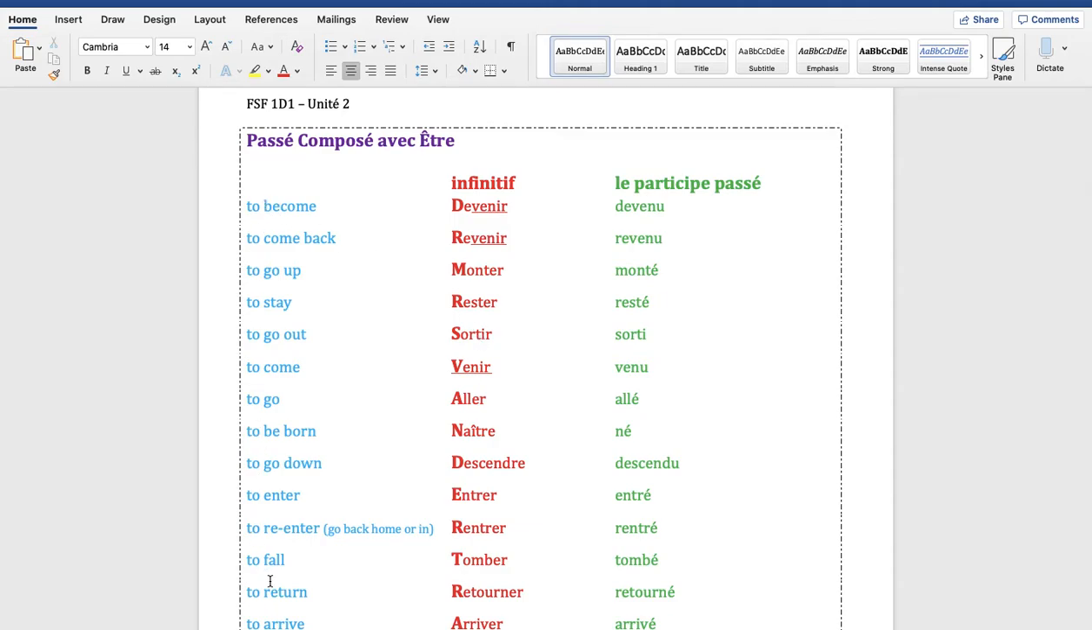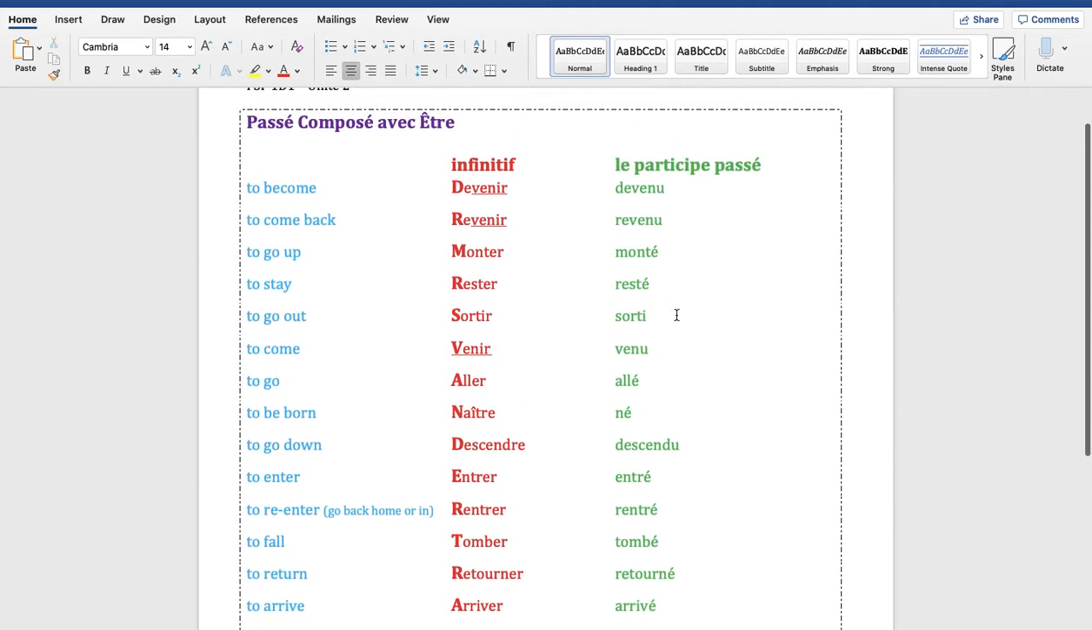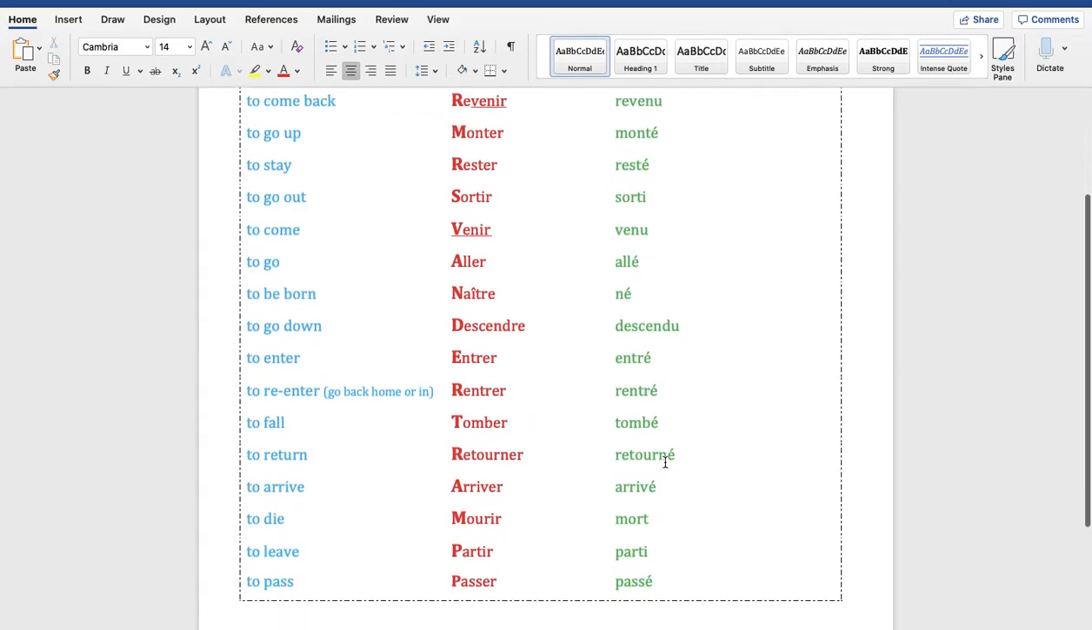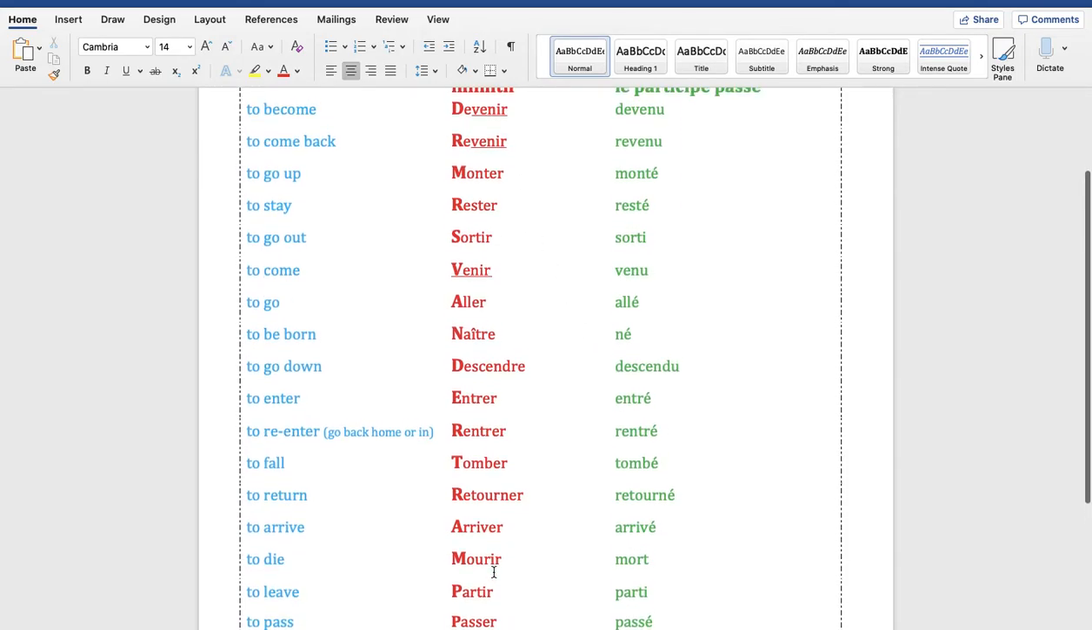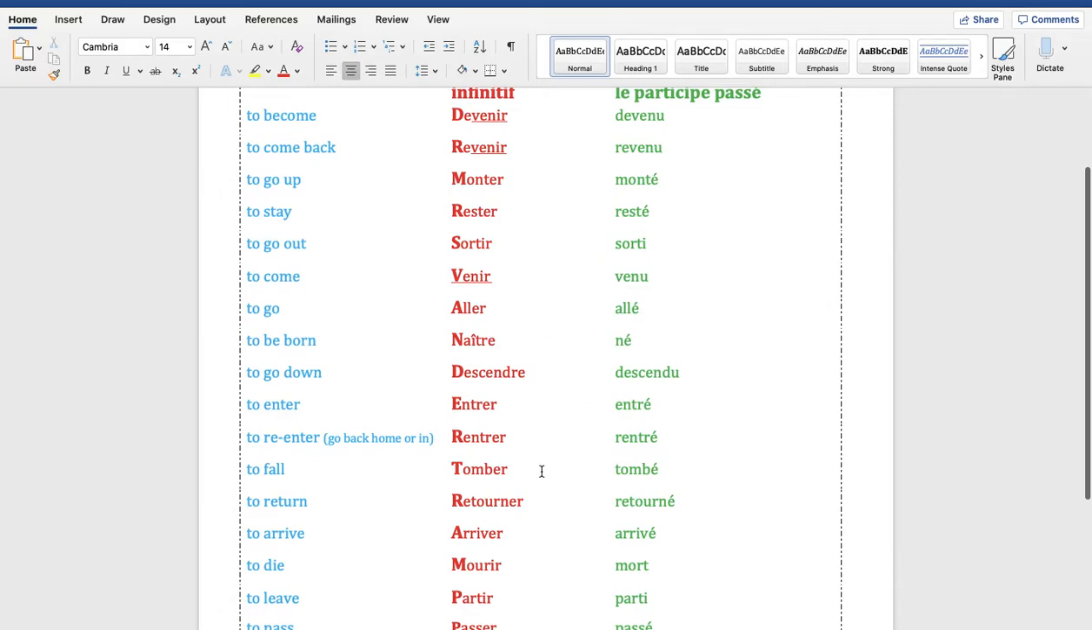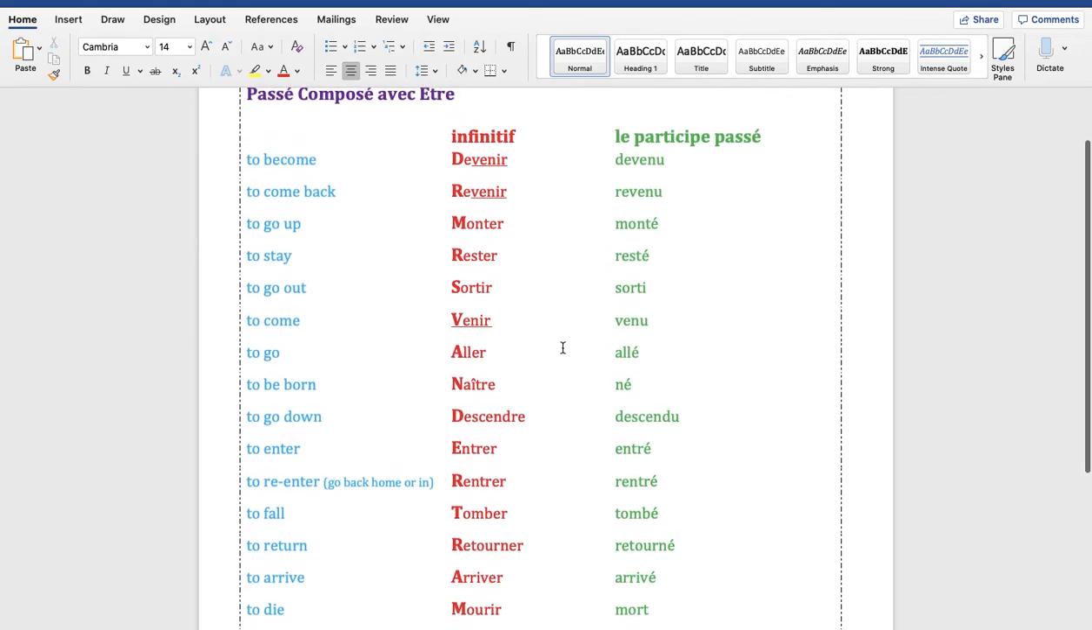In the blue, you have the meaning in English. And then here in the green, you have the past participles. The good news is that most of these past participles are regular. The majority of these verbs are ER verbs, okay? So they will have that nice regular E with the accent, E accent aigu ending. Let's go through them quickly.